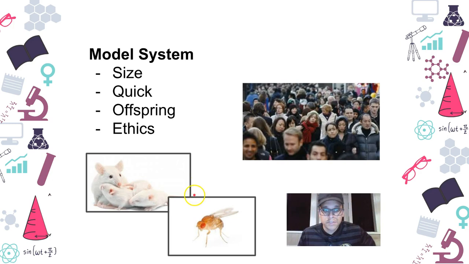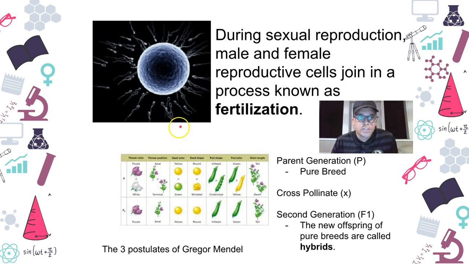Lastly, in a good model system, you want the research that you find in these experiments to, as best as possible, accurately explain some characteristics in the human population. And so that will avoid the ethical issue. During sexual reproduction, male and female reproductive cells, in this case an egg cell and a sperm cell, join together, and that process is known as fertilization.